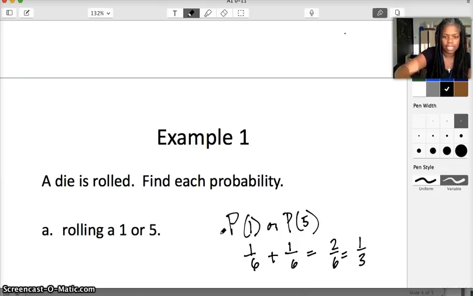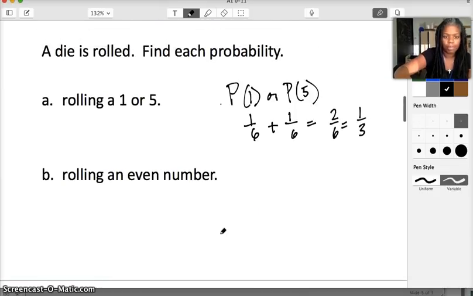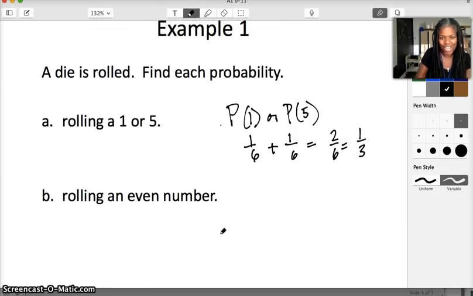Let's take a look at some other ones. What's the probability of rolling an even number? Well, we kind of talked about that before. Let's kind of look at this.